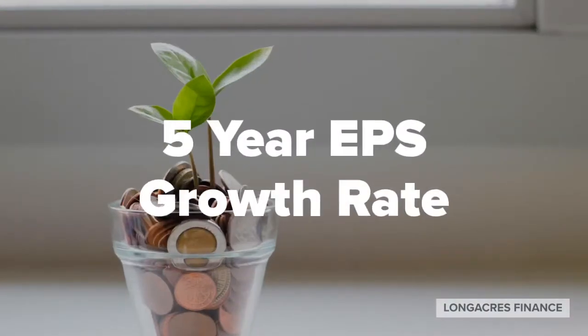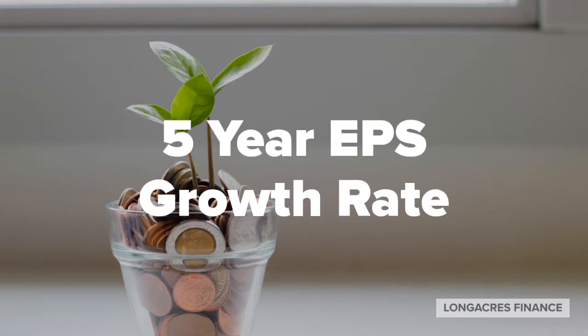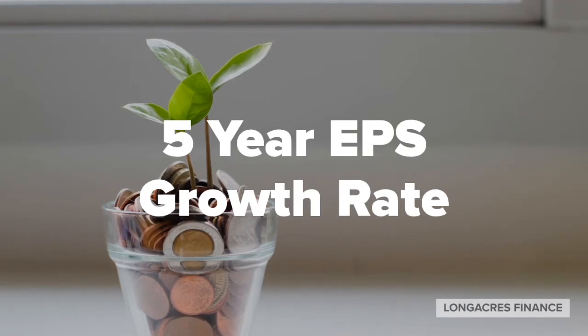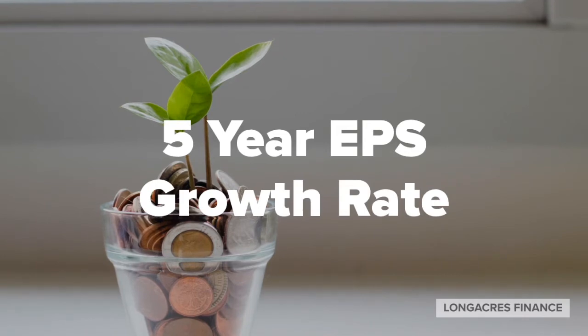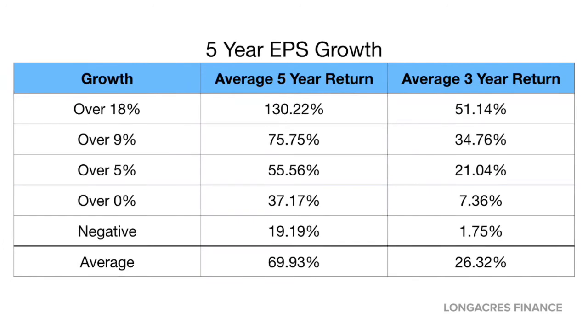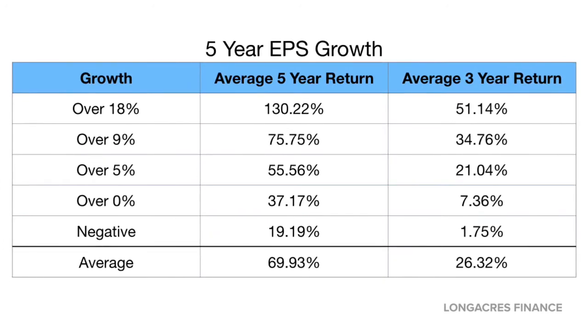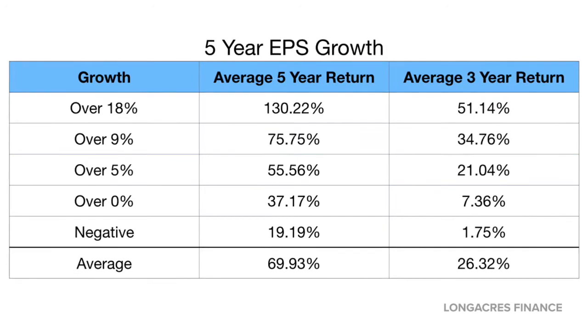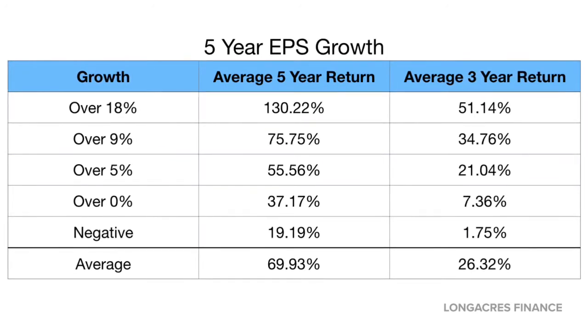Moving on to the 5-year earnings per share growth rate, which, as opposed to revenue growth that shows top-line growth, shows the bottom-line growth for a stock. The reason I decided to look at both is because you want top-line growth to flow through to the bottom-line growth, and by looking at both, we can weed out the stocks where that isn't the case. As you can see in the table, I divided earnings per share growth into 5 subgroups: earnings per share growth greater than 18%, greater than 9%, greater than 5%, greater than 0%, and negative growth.